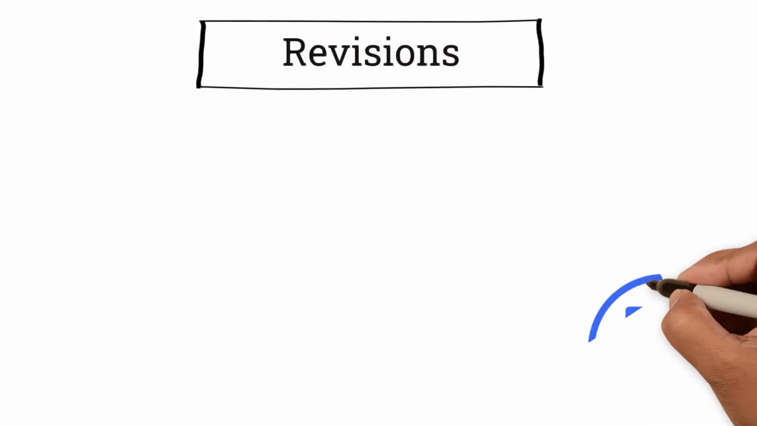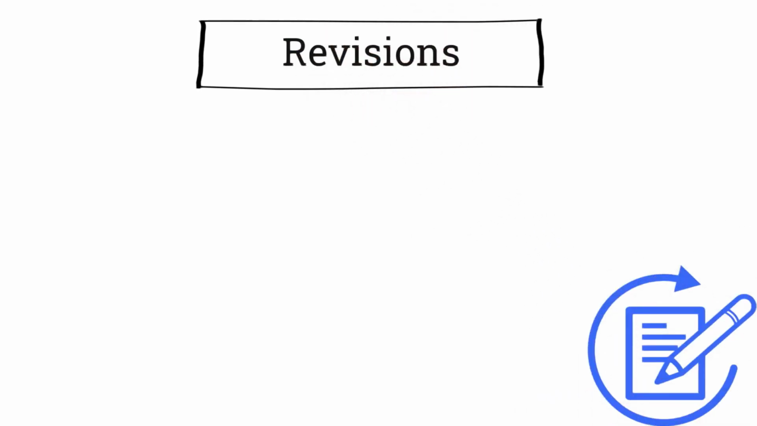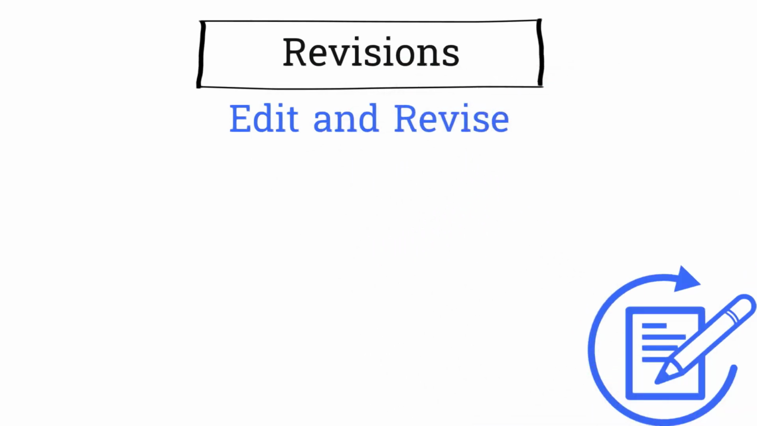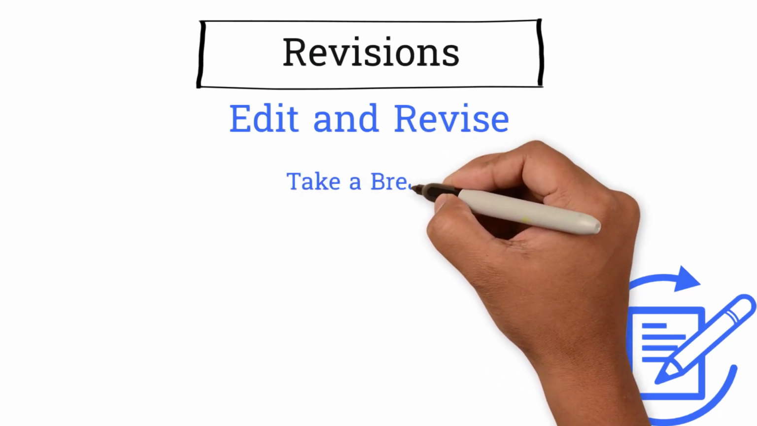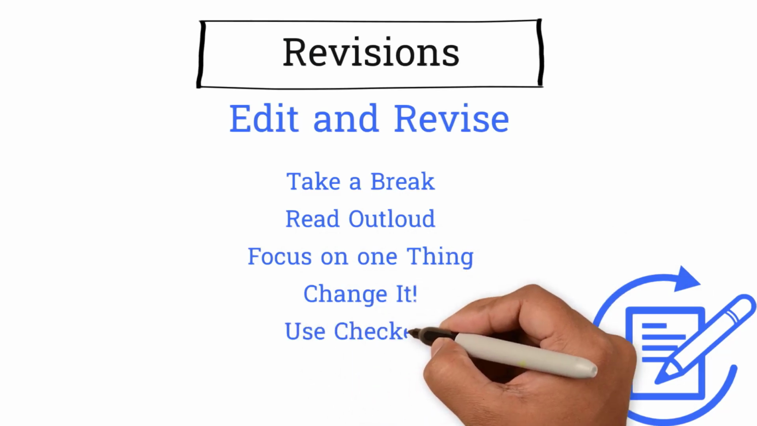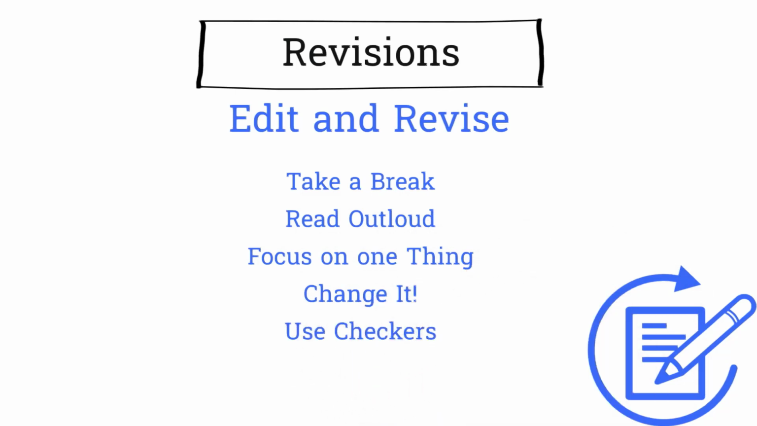The last part we're going to talk about is revisions and editing. Always proofread your work and ideally have someone else do as well. Spelling and grammar errors can distract from your message and undermine your credibility. It's also important to revise your writing to ensure that the ideas flow logically and the text is concise and clear. Try to take a break, read out loud, focus on one thing, change it, and use spell or grammar checkers, and if appropriate, ethical or legal, use an online tool like ChatGPT for additional feedback.